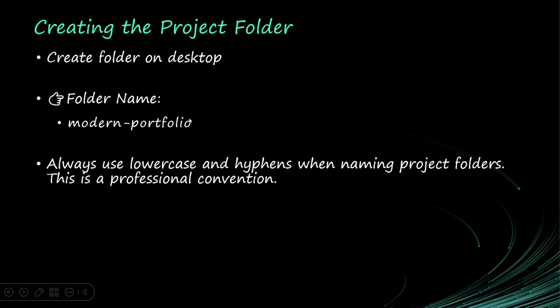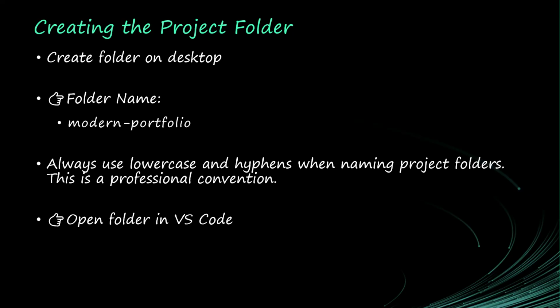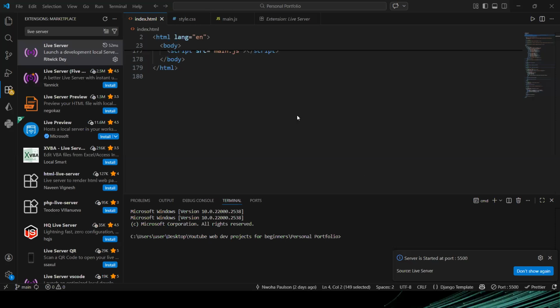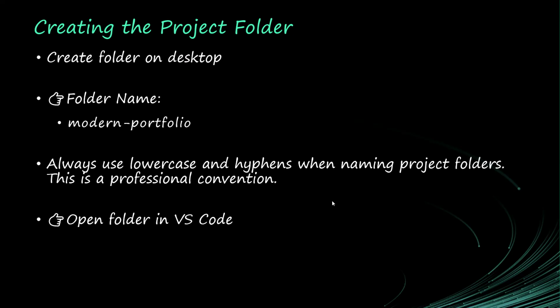So create a folder, name it modern portfolio, and then let's open the folder in VS Code. If you don't have VS Code installed, I have a tutorial where I show you how to install VS Code. I will drop the link in the description and also in the comment section.